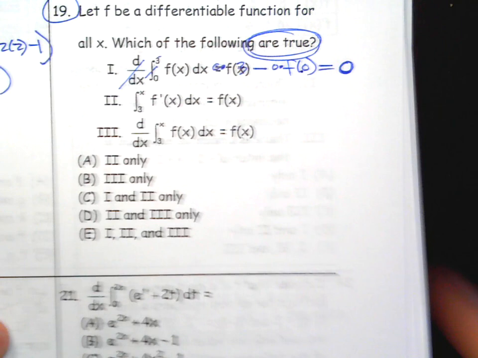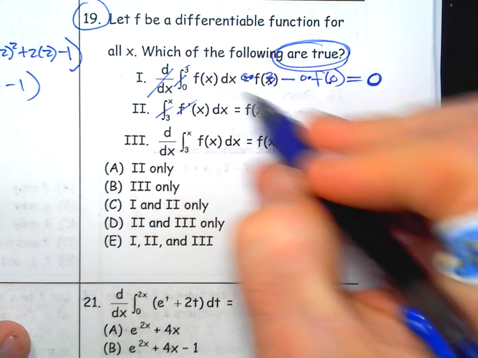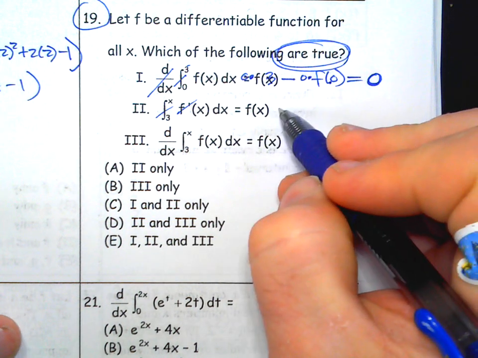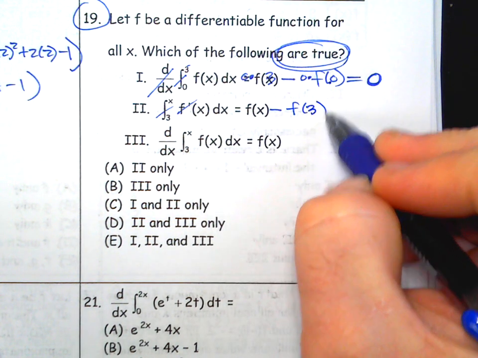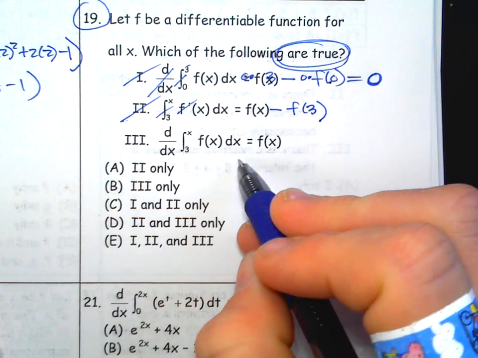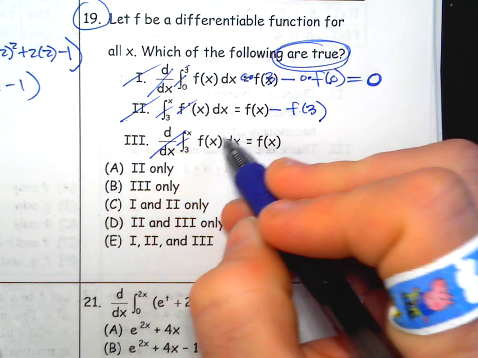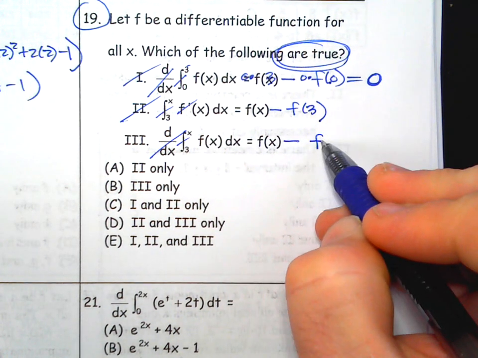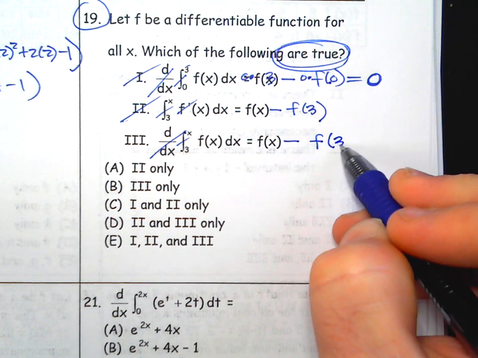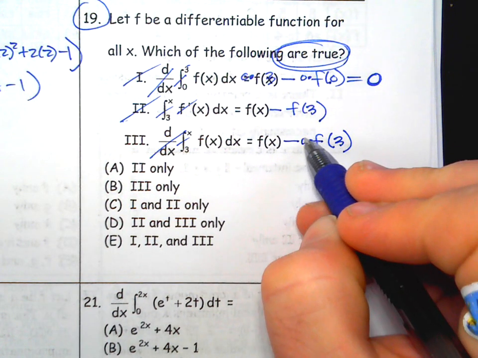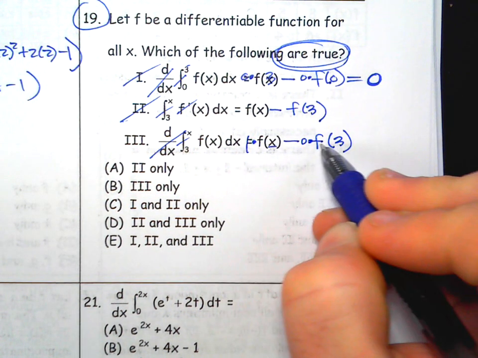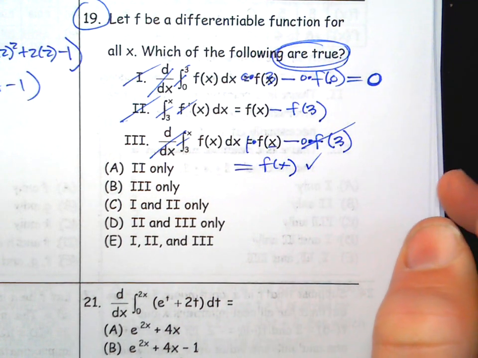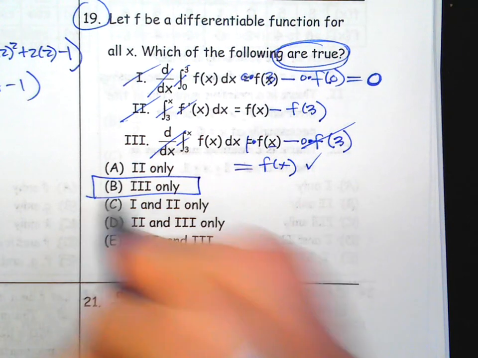Next one says if you integrate a derivative, you just get the original function. Yeah, but then you got to plug the limits in. So that one's not right. Next one, if I take the derivative of an integral, I just get the function. Yeah, sort of. But then you got to subtract the bottom limit plugged in, and then multiply by the derivative of what you plugged in. Now that's going to go away to 0, and so you do get f of x, which is what they said. So 3 is the only one that is true.